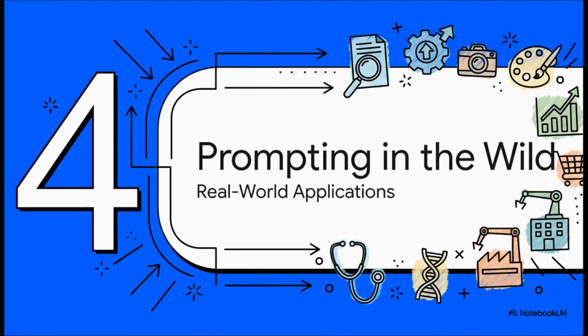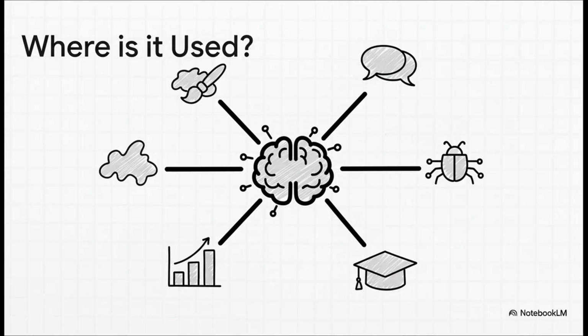So where does all this actually apply? Why does this even matter? Well, this skill is very quickly becoming essential across dozens of industries. I mean, we are seeing it everywhere. From building smarter chatbots that actually understand context, to generating marketing copy, to debugging code, and even creating personalized educational tutors. This is not a niche skill anymore. It's really becoming a new form of literacy.